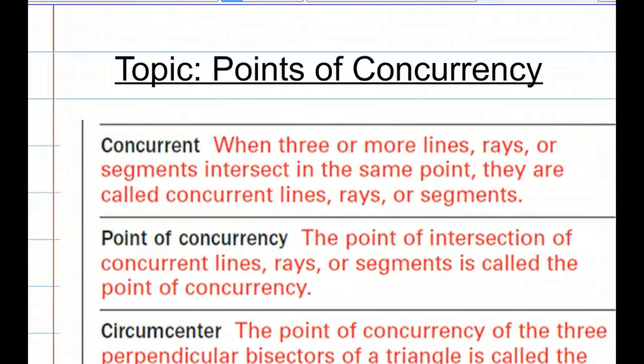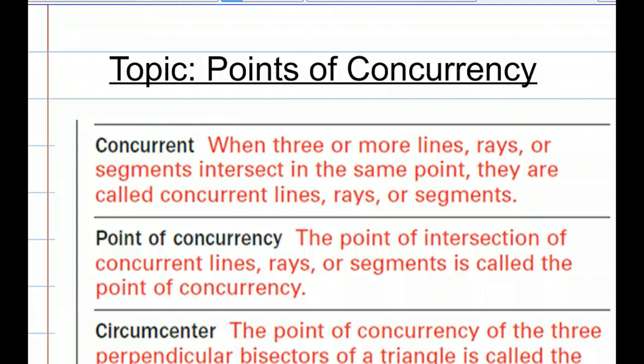But we're going to be talking about points of concurrency, and let's take a look at the word concurrent. Concurrent is when you have three or more lines, rays, or segments that intersect at the same point. So the key for concurrency is you have to have three or more lines, rays, or segments, and they have to intersect at the same point. Then you call those concurrent lines, rays, or segments. The point where they intersect is called the point of concurrency.